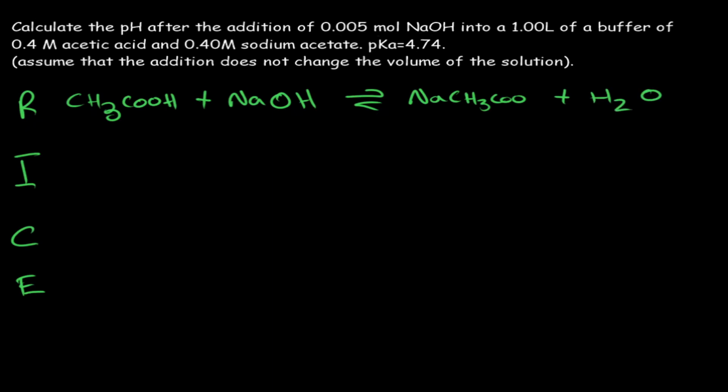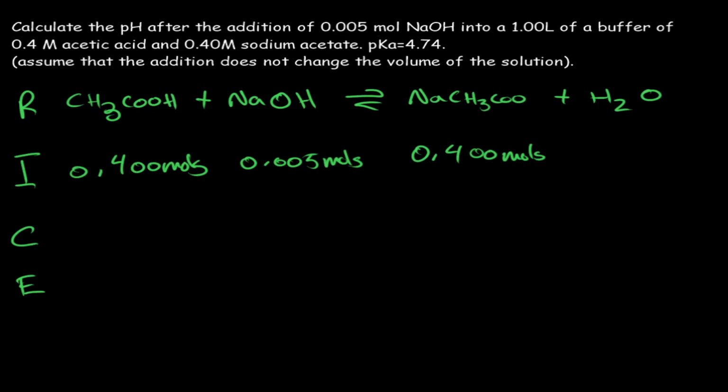Everything's a 1-to-1 ratio, and we know that the initial amount of acetic acid will be 0.400 moles. We know it's moles because we have the molarity given to us, and our volume is 1 liter. So to get the moles, it's simply the molarity times the volume, which is 0.4 times 1. Likewise, we have 0.005 moles of NaOH being added, and our flask initially also has 0.4 molar sodium acetate, which will again be 0.400 moles because we're in a 1 liter flask.